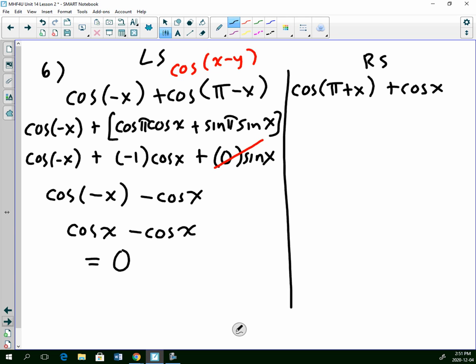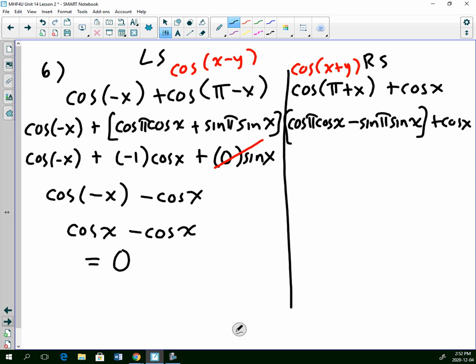Okay, then I'm going to expand the right side. So this is a compound angle, cosine(x + y). So we're going to expand that into cosine x cosine y minus sine x sine y. So cosine x, where x is pi, cosine y, where y is x. That's not confusing. And then sine x, x is pi, and sine y, y is x. And then we have a plus cosine x.